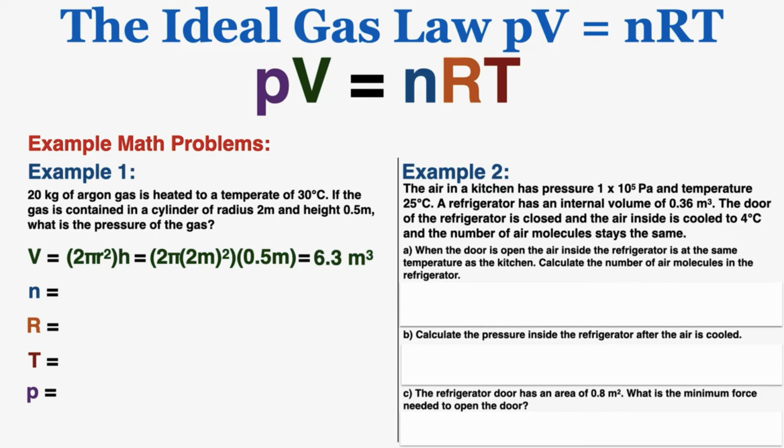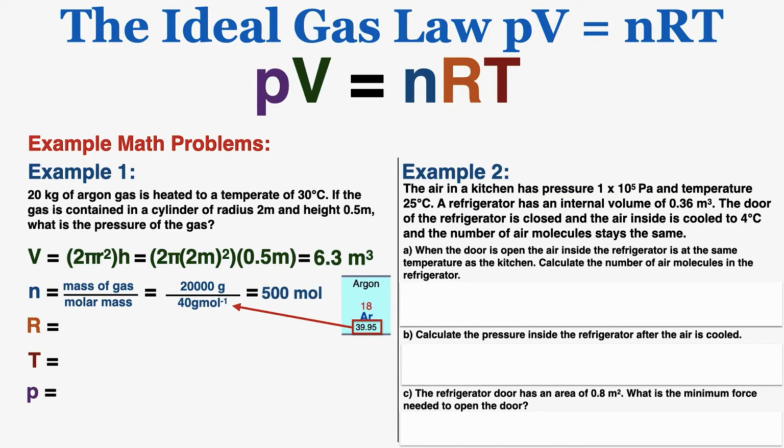To calculate the number of moles, I can divide the mass of the gas by the molar mass, and I can see that argon has a molar mass of about 40 if I look at the periodic table. So that's 40 grams per mole. So to make this convertible, I convert the mass into grams instead of kilograms. And when I do that division, I find that there are 500 moles present in this gas.